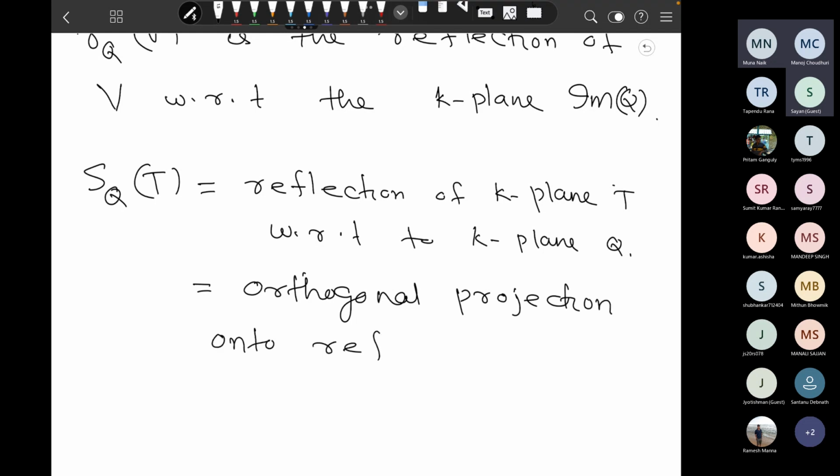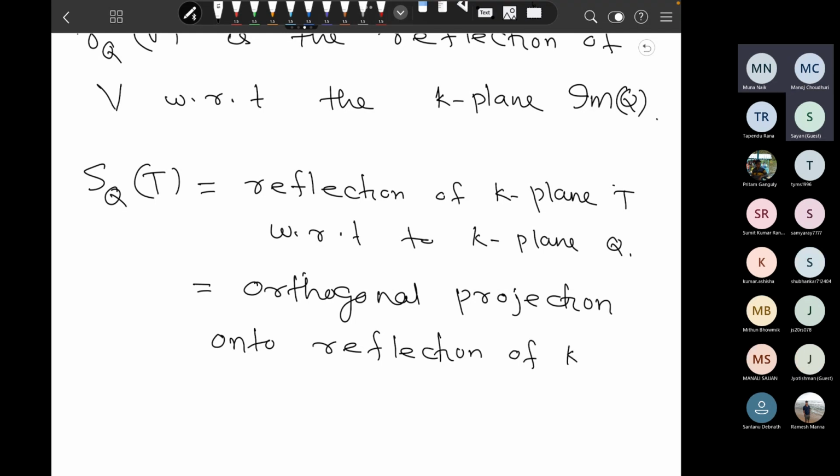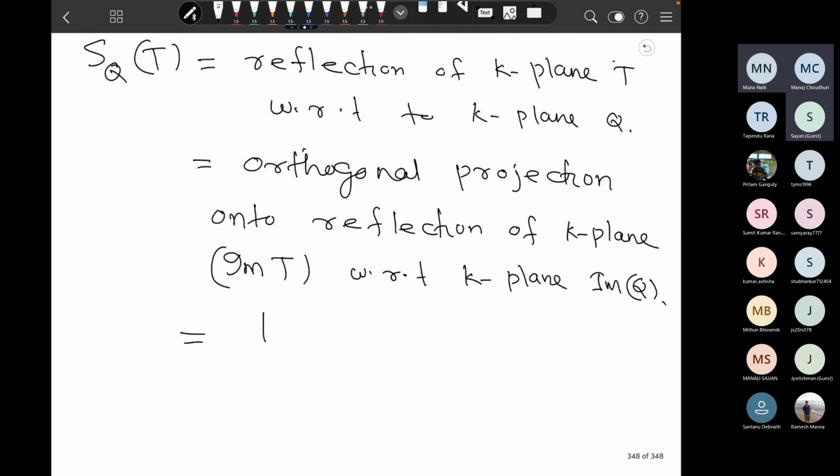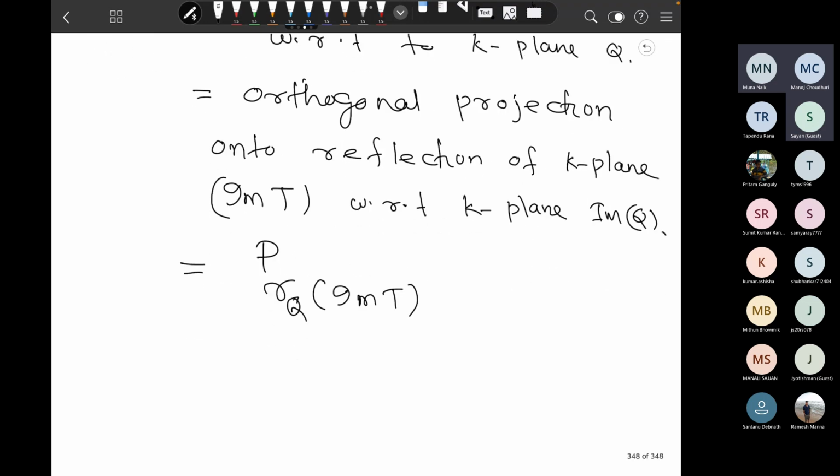Orthogonal projection onto the reflection of the K plane image of T. So this is not T actually, it is image of T with respect to the K plane image of Q. So this is really what? This is P of RQ image of T, because RQ image of T is really a reflection of the K plane image of T with respect to the K plane image of Q.